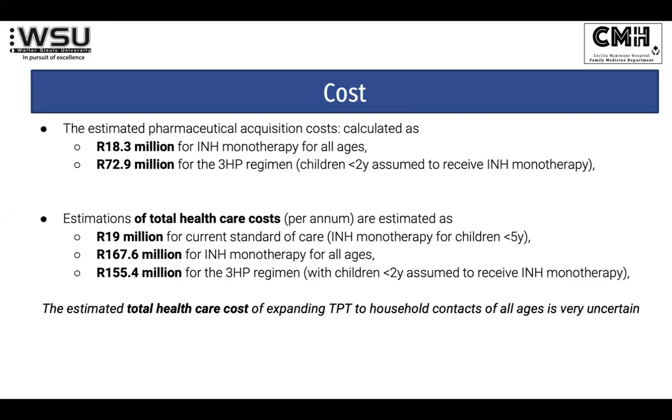And like they say, that cost is actually very difficult to calculate in terms of how much it will cost to actually run this program. But then actually the 3-HP comes out slightly cheaper or roughly the same, because it's programmatically so easy. You're literally just going to give them their 3 months in one go to the whole household. So this was the one set of information that made them look at, can we actually afford to do this?